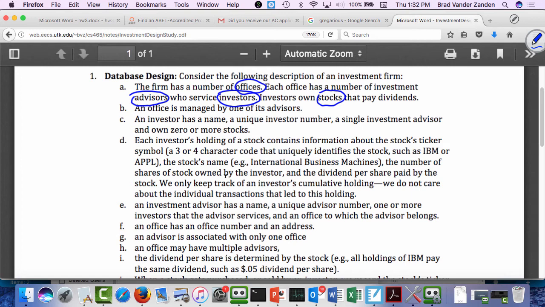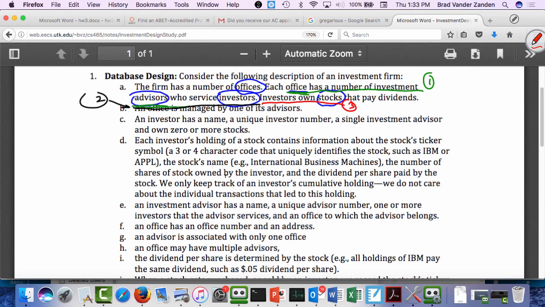Okay? A is also saying something about relationships. It says that each office, and I'm going to underline these now in green to indicate relationships, each office has a number of investment advisors. That seems to indicate a relationship between office and investment advisors. Then we seem to have another one: advisors who service investors. And investors own stocks. Okay, that seems to be another relationship.